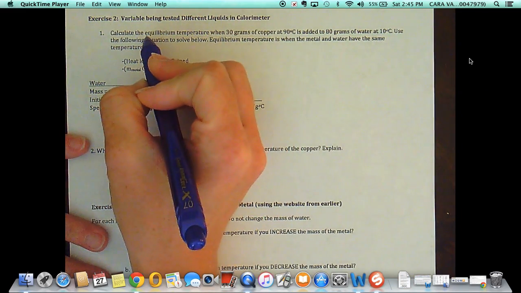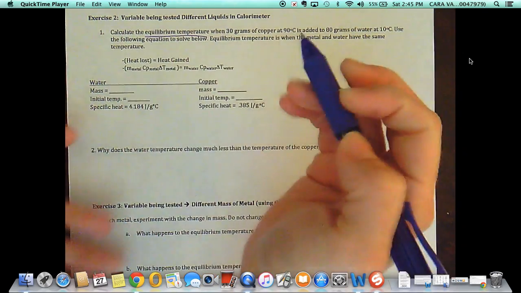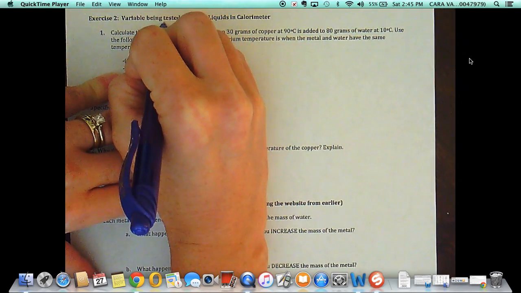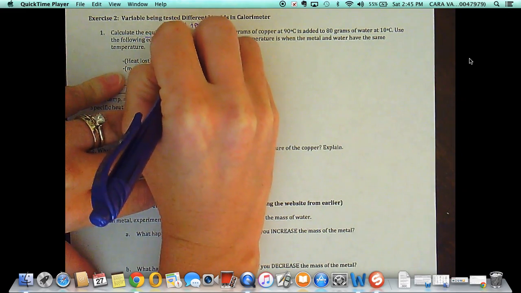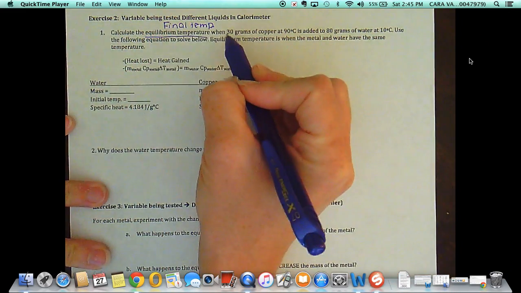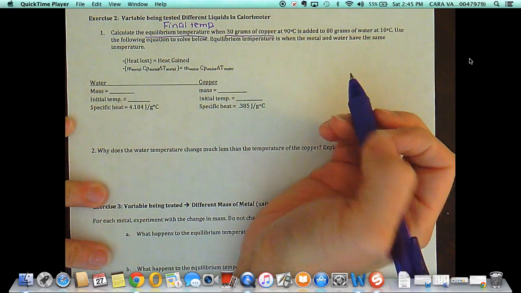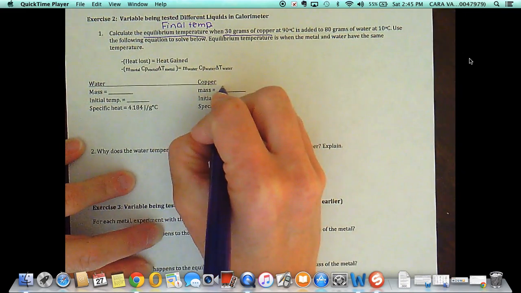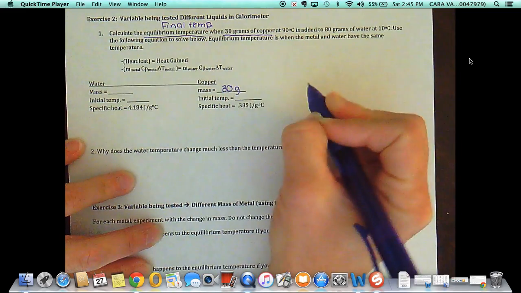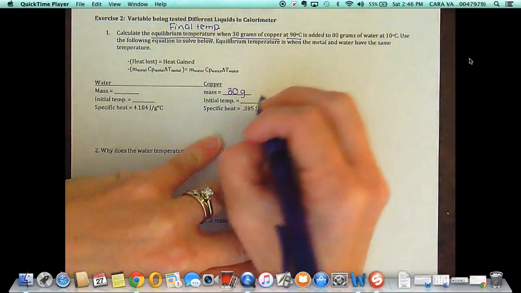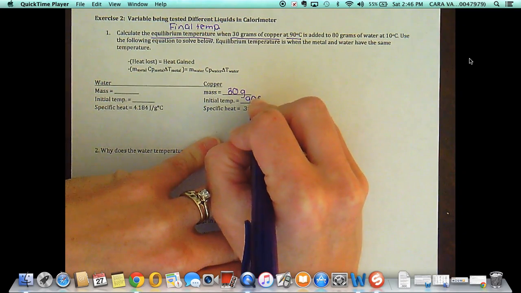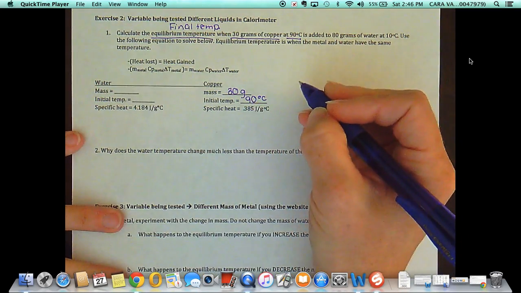This is wanting us to calculate the equilibrium temperature. So what's the equilibrium temperature? That's that final temperature. So that's the variable that I'm going to be solving for as I move forward here. It tells me that I have 30 grams of copper. So over here, go ahead and fill in 30 grams for your mass of copper. It's at 90 degrees Celsius. So again, there's that initial temperature. I can already see I'm not going to like the sig figs on this, but we'll deal with that later.